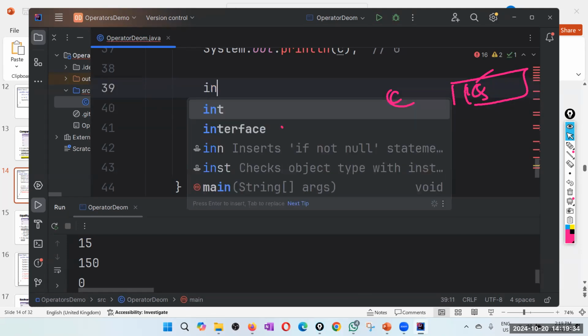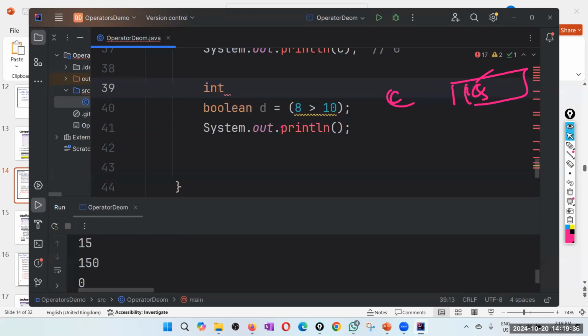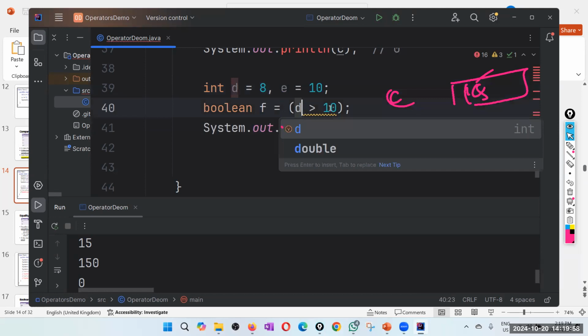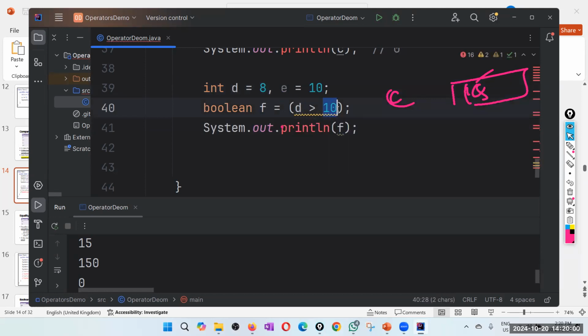Okay. So therefore, I make it two variables. Say D equal 8. I can declare multiple variables in the same line. We discussed that when we did variables and data types. Say E equal 10. Okay, now I can ask, of course, now I will call it F. Is D greater than E? Now it will not be smart.